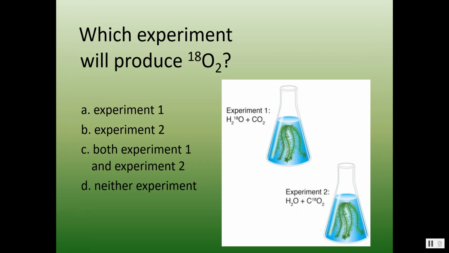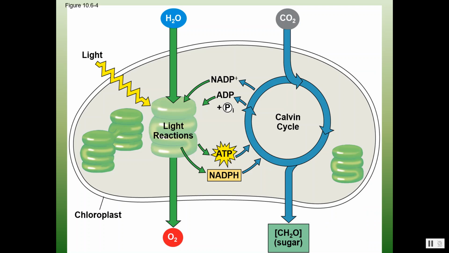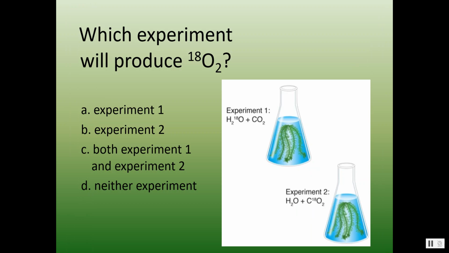Now, which experiment was going to produce heavy oxygen? So I guess we have to figure out where the oxygen is coming from. Does the oxygen come from the water, or does the oxygen come from the carbon dioxide? Right, if you look at this picture, it's clear that the water goes in the top of the light reactions and oxygen comes out the bottom of the light reactions. So the water is where we're going to get the oxygen. So in this case, where are we getting O18? Experiment 1 has H2O18. Experiment 2 has regular H2O. So experiment 1 is going to give you the heavy oxygen because right here, the splitting of water is going to release this oxygen to the atmosphere.